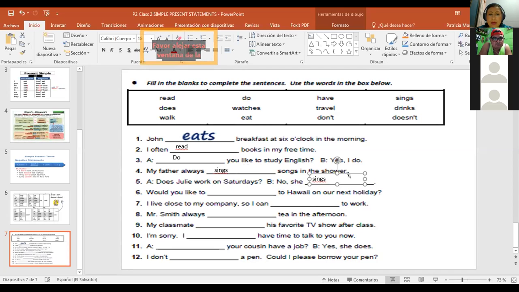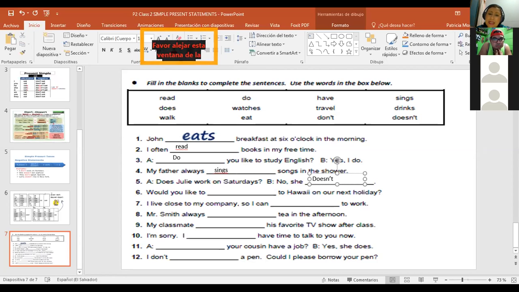Ok, number five. La primera parte de una pregunta, ¿verdad? Does Julie work on Saturdays? Esa es la primera parte, es una pregunta, pero luego la respuesta es no, she doesn't. Ok, no, she doesn't. Y ahí me quedé con decir no, ¿verdad?